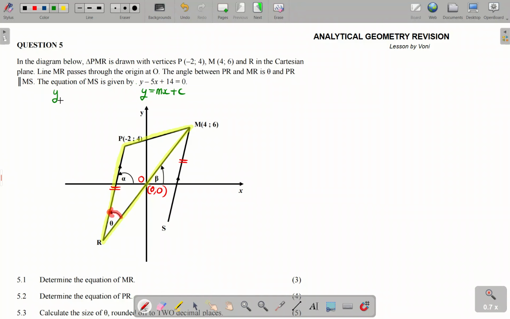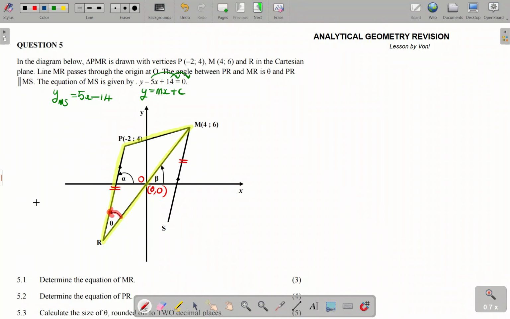So the equation of MS is going to be: you take negative 5x to the right, it becomes positive 5x, and you take 14 to the right, it becomes negative 14. So now you have the equation of MS in the standard form.